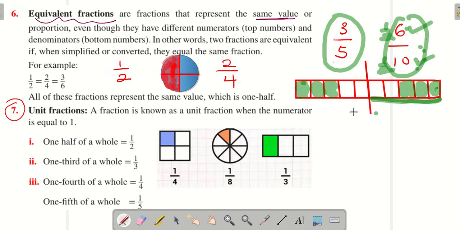So an example is 1 over 20, 1 over 7, 1 over 5. All these fractions are unit fractions because their numerators are 1. Think of more unit fractions and write them down.